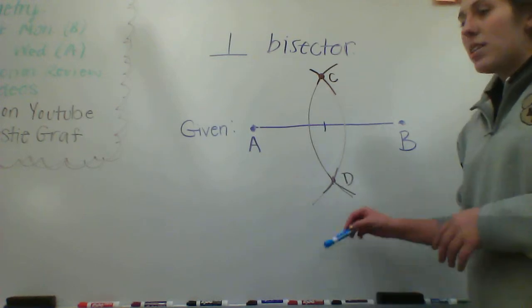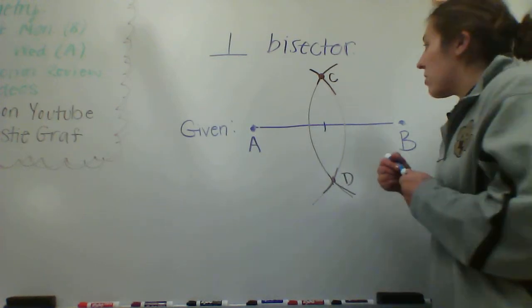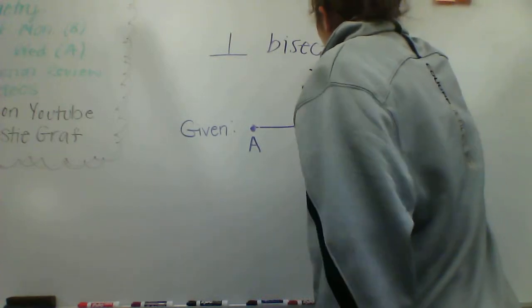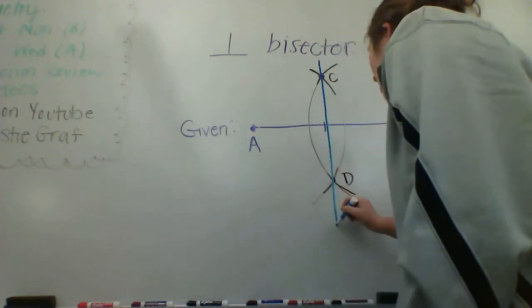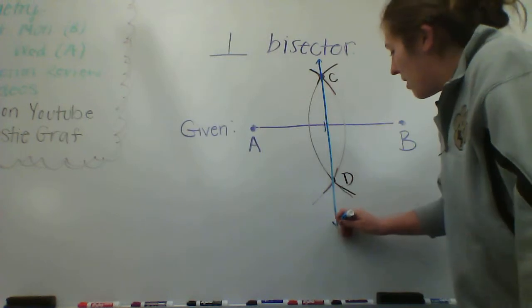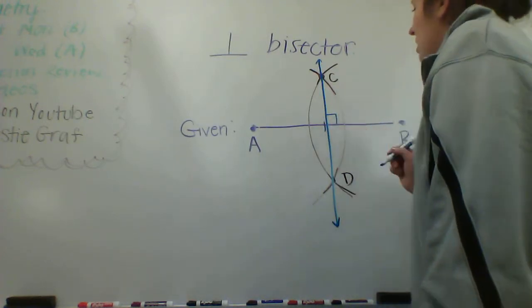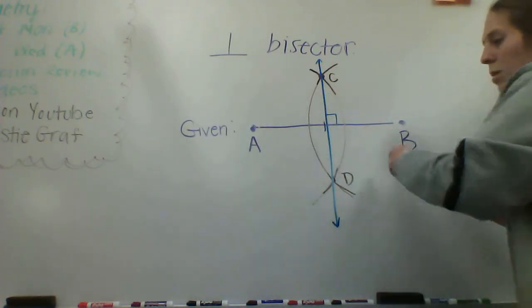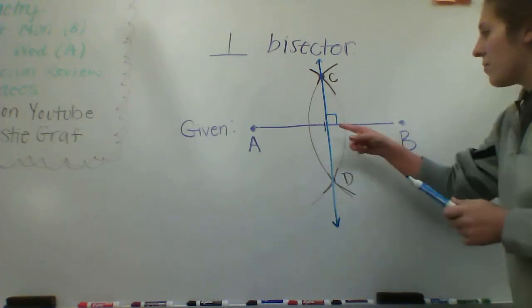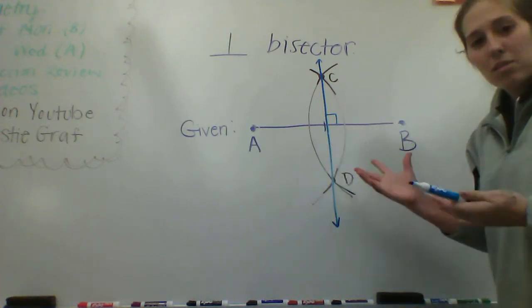So now with our points C and D, I want to draw a line through both of those. So use your straight edge. I'm just going to freehand it. Okay? So now we know that CD is perpendicular to AB with its right angle. I missed my middle mark just by a little, but I was close.